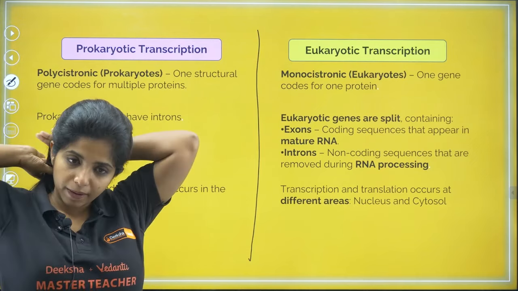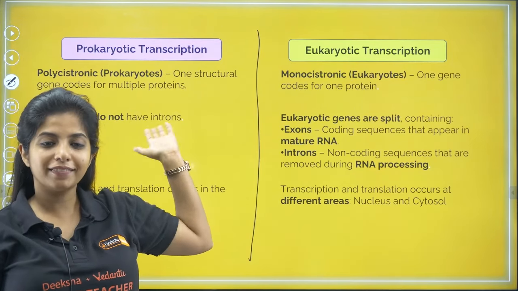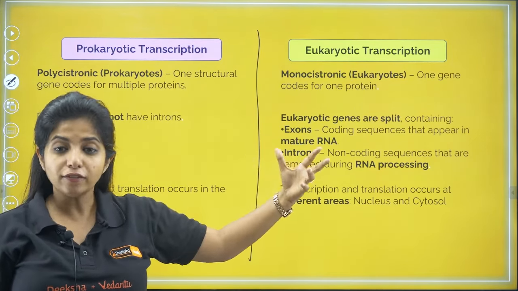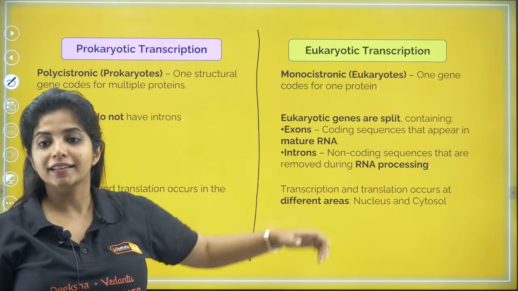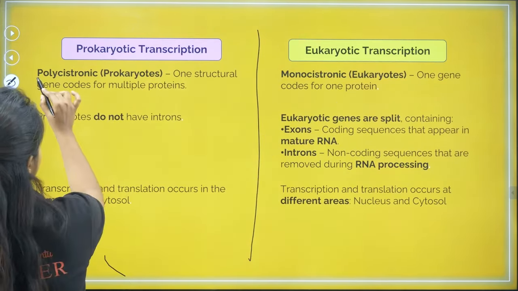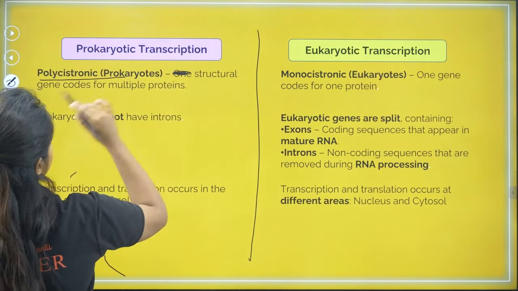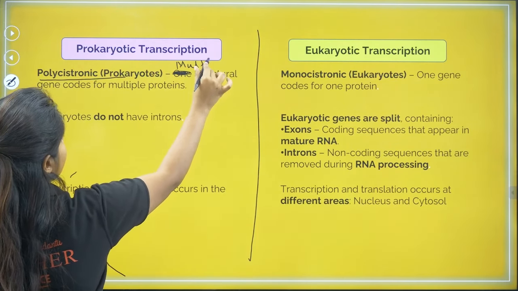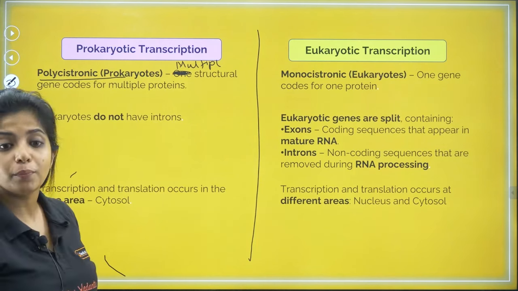So if you are asked about pea plants, what type of thing do they have? You have to tell that they are monocistronic in nature. What do you mean by that? I'll tell you. Polycistronic means they have multiple structural genes that code for multiple proteins.